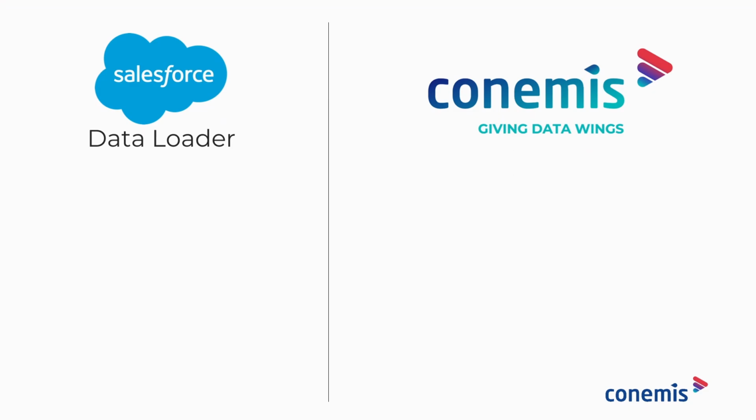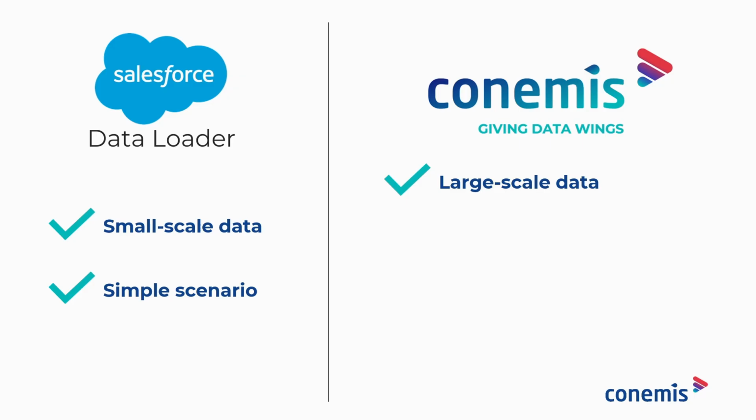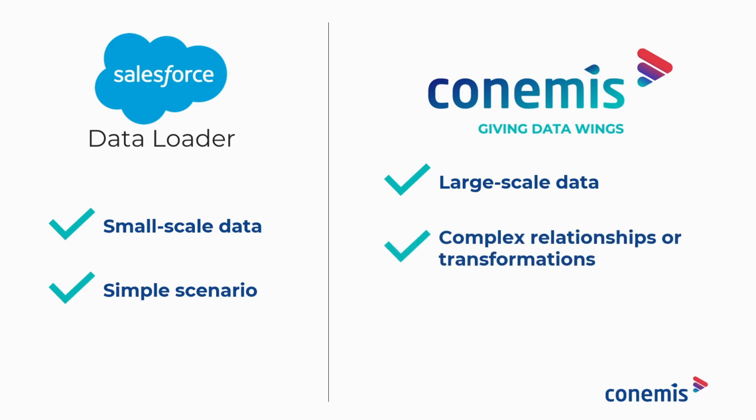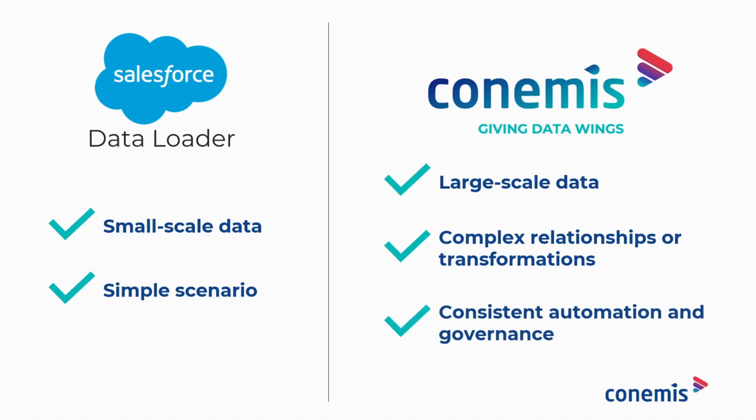So, how should you choose between them? If you are handling small-scale data migration with single or just a few objects, then Data Loader is a great fit. On the other hand, if you are dealing with large-scale data migration across multiple objects with complex relationships, then CTC becomes a strong and practical choice, offering consistent automation and governance. Ultimately, the right tool depends on your project's scale and complexity.